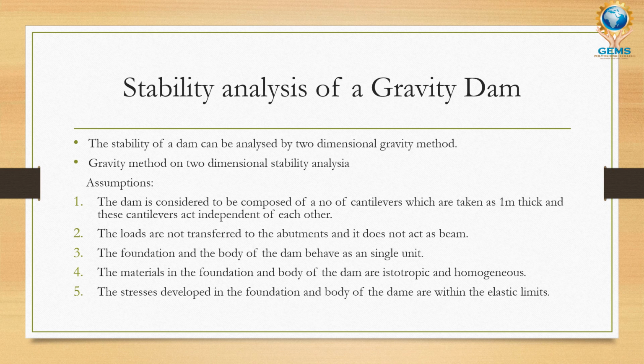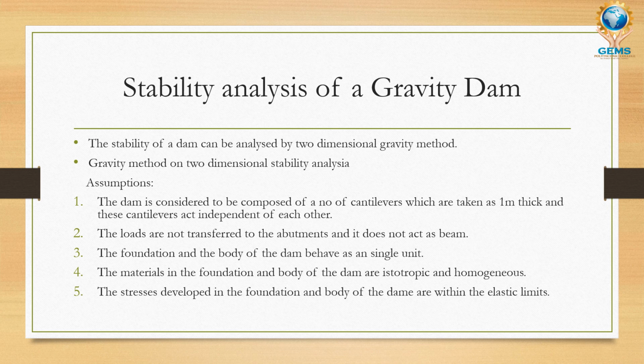The first point here states that the stability of a dam can be analyzed by the two-dimensional gravity method. You are going to draw a dam in a 2D section and analyze it, so it is mentioned as the 2-dimensional gravity method. First, the assumptions are very important. You have to note that.